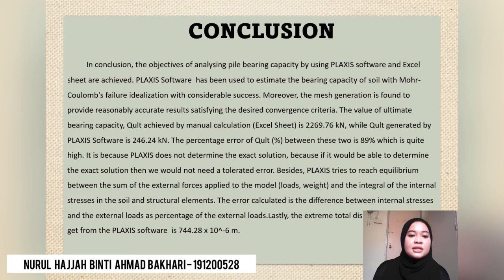It's because PLAXIS does not determine the exact solution, because if it were able to determine the exact solution, then we would not need a tolerated error. Besides, PLAXIS tries to reach equilibrium between the sum of the internal forces applied to the model, like loads and weights, and the integral of internal stresses in the soil and structural elements. So let's say the extreme total displacement that we get from the PLAXIS software is about 744.28 times 10 to the power of negative 6 meter. That's all from me. Thank you.